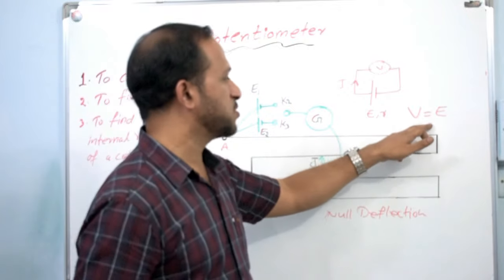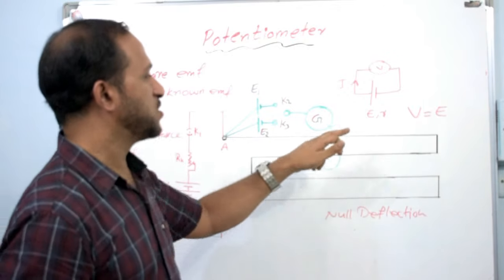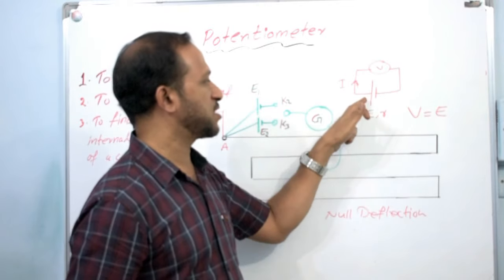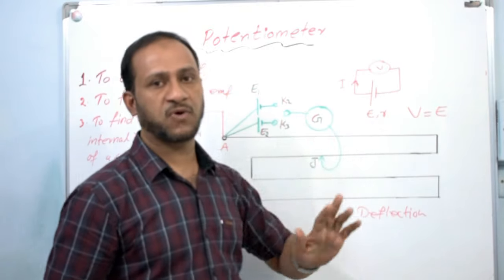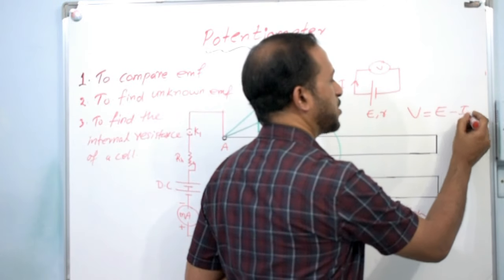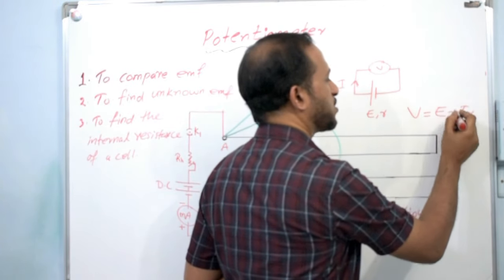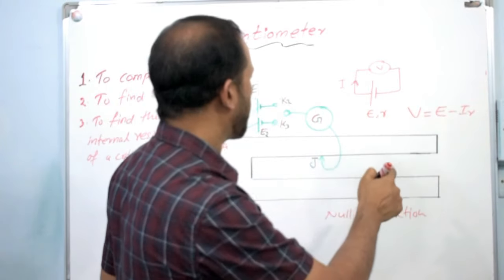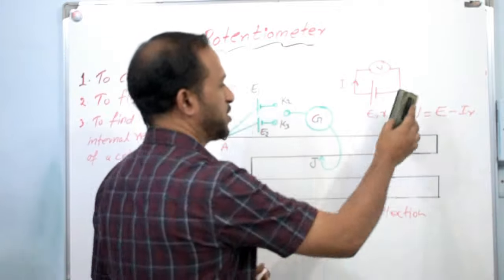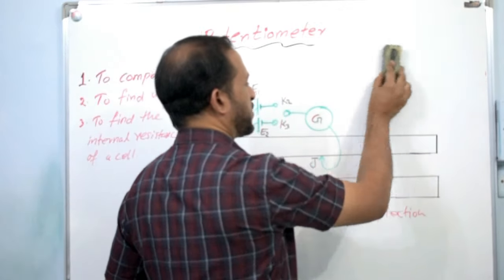because there is no voltage drop across the internal resistance. This is possible only with the potentiometer, and this is not possible with the voltmeter, because whenever we connect a voltmeter across a cell, a current will be flowing. If a current is flowing, then there will be a potential drop I into r. Because of that, the external voltage will be less than EMF of the cell. So here we use potentiometer for finding the EMF of a cell.